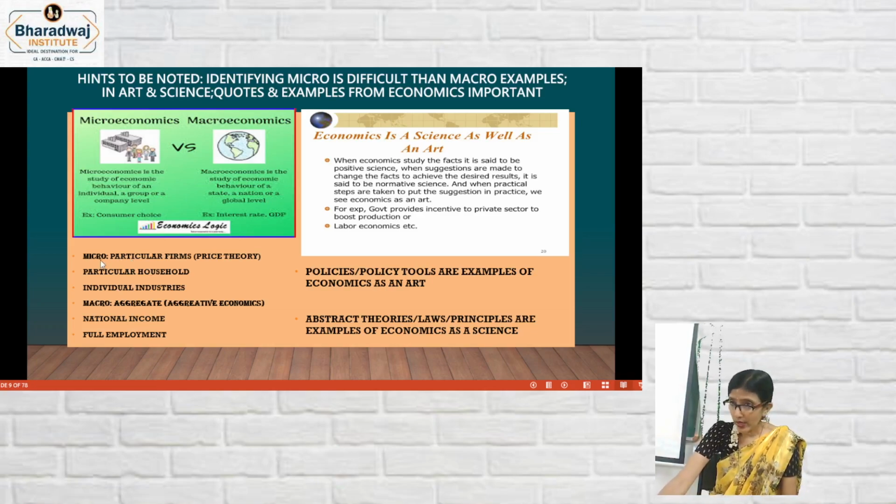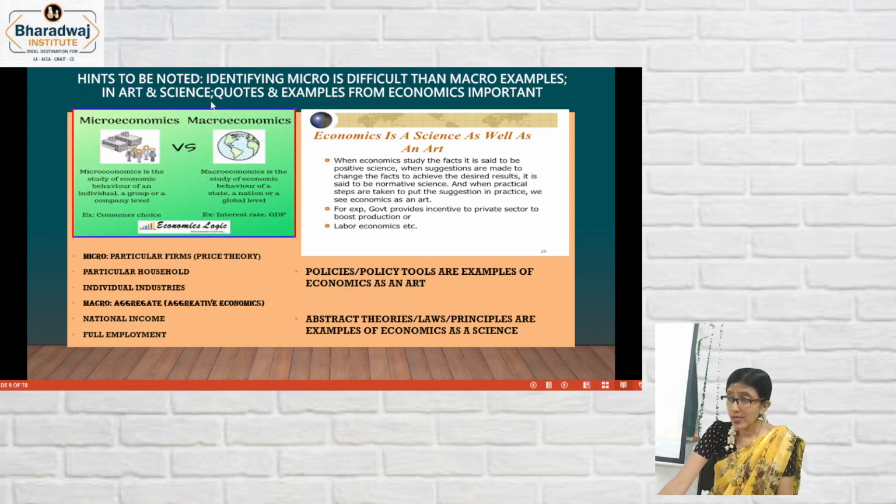Now, microeconomics is called price theory. It is a repeated question. Microeconomics is also known as price theory, and macroeconomics is known as aggregate economics or aggregative theory. Remember that. Look at the examples: particular household, individual industries. And in macro, aggregative economics. Don't forget that. Two examples I've added: national income and full employment. Now, regarding micro, identifying micro, you need to give more time than for macro.